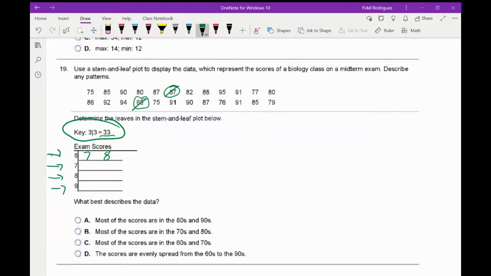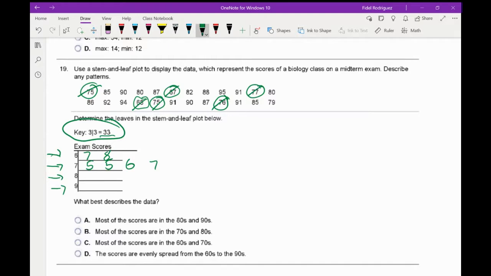Now I'm going to do the same thing for grades in the 70s. I'm going to circle the ones that are in the 70s. I got a 75, another 75, a 76, and a 77. So I have two 75s, so I'm going to put a 5 here and another 5 here, and that takes care of those two. Then we have a 76, so I'm going to put a 6 right there. And we have a 77, so I'm going to put a 7 right there. Okay.